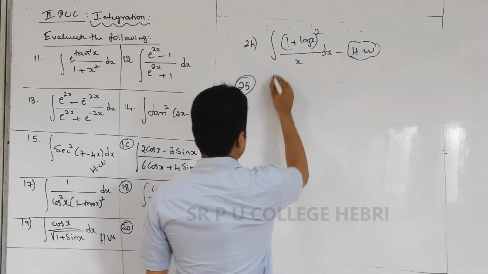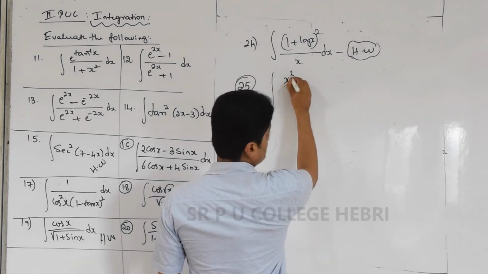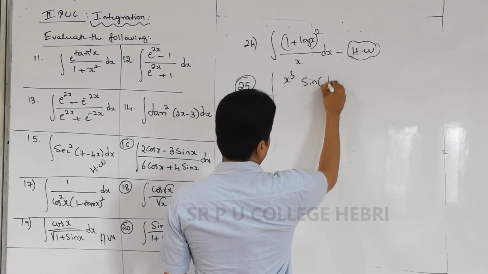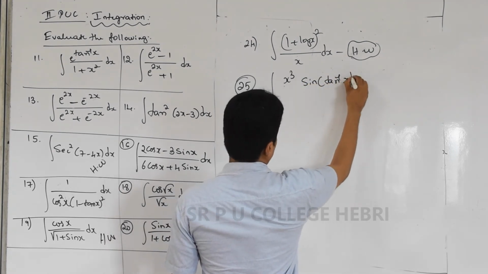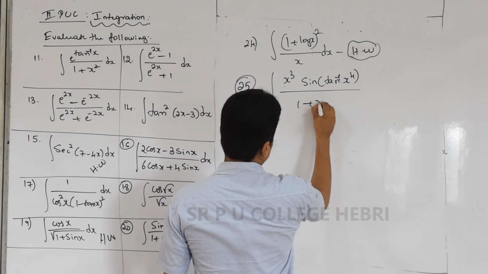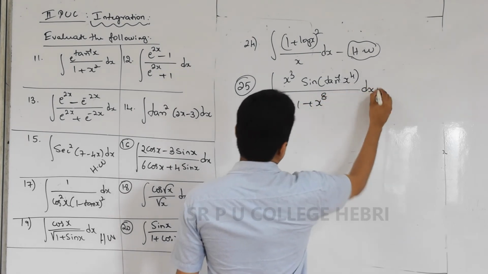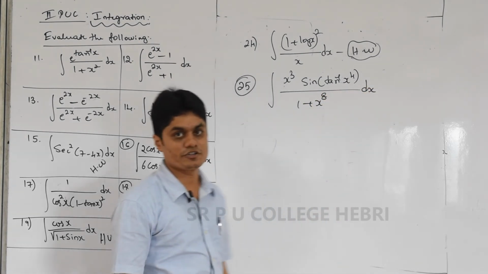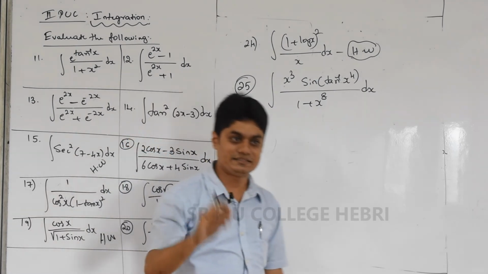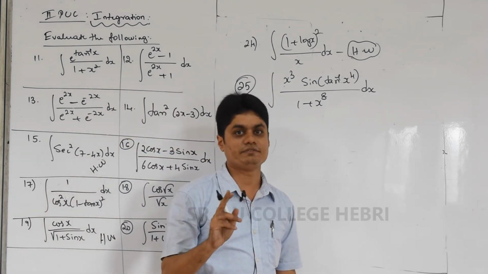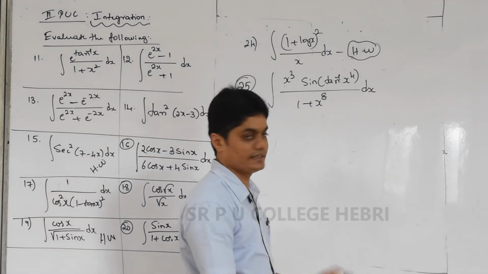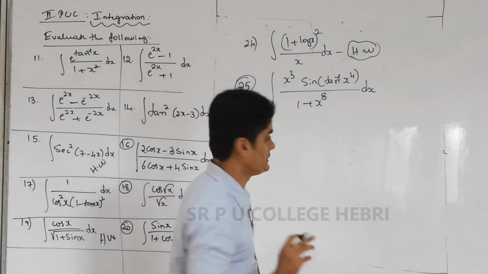Okay, so the question is as follows: integration of x cube sine of tan inverse of x power 4 by 1 plus x to the power 8 dx. It looks like a very complicated function to integrate, but this is again one of the easiest questions. You only have to identify the first step. If you do that, then this problem is again a simple, easy question.